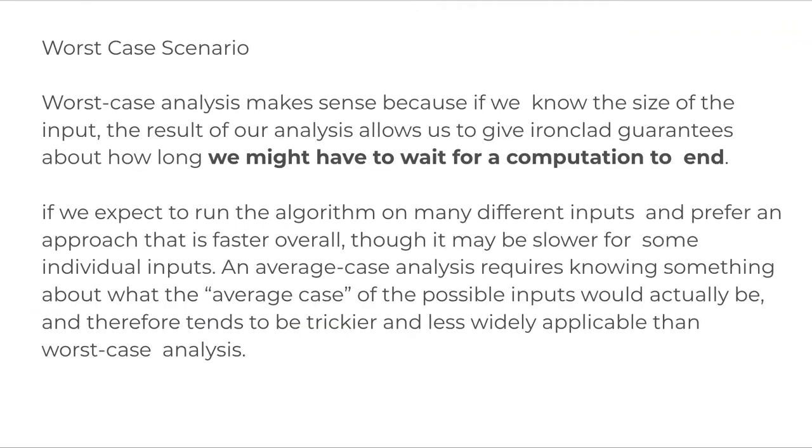So there comes the concept of worst case scenario and average case scenario. Worst case analysis makes sense because if we know the size of the input, the result of an analysis allows us to give ironclad guarantees about how long we might have to wait for a computation to end. So it could have been 10 units of time, or it could have been just 1 unit of time. The worst case scenario is 10 units of time, and that's why we call it the order of n, right?